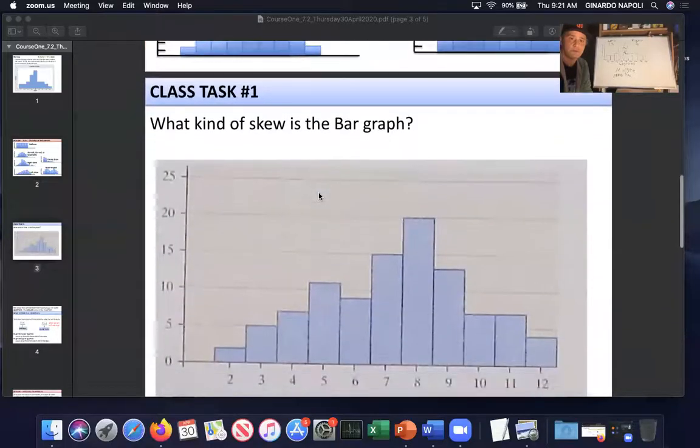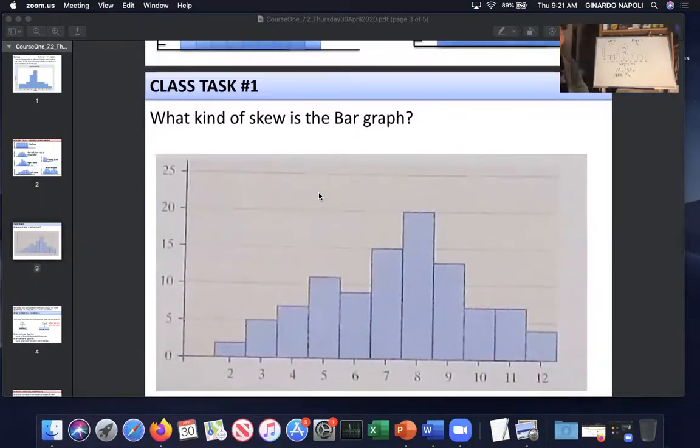So what kind of skew you guys think this is? Is this right or left skew?